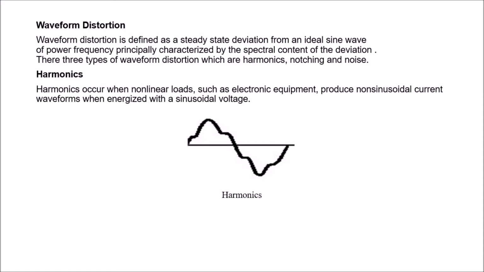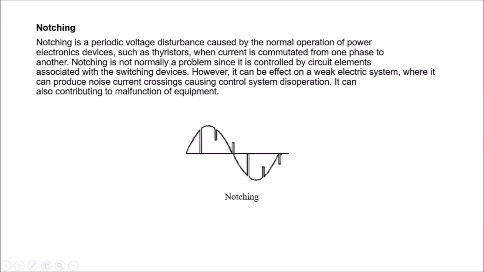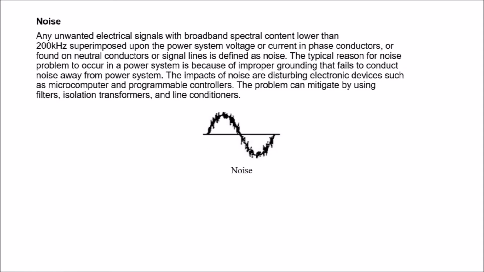The next is notching. Notching is a periodic voltage disturbance caused by the normal operation of power electronics devices such as thyristors when current is commutated from one phase to another. Finally, noise. Any unwanted electrical signals with broadband spectral content lower than 200 kHz superimposed upon the power system voltage or current in phase conductors or found on neutral conductors or signal lines is defined as noise.